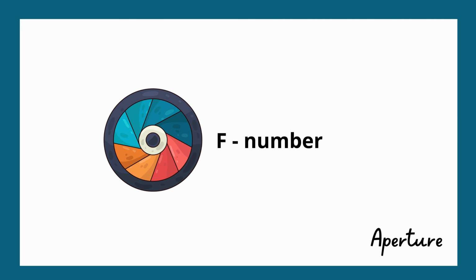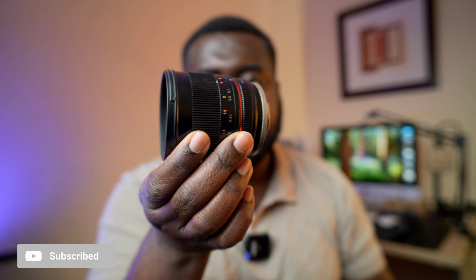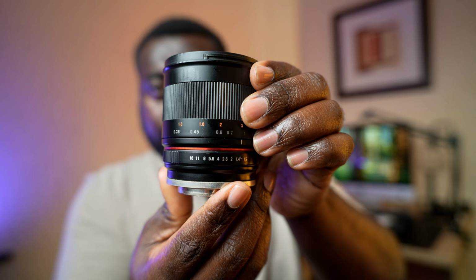It controls how much light is coming through your lens. Aperture in a lens is represented by f numbers. So the smaller the number, the wider the opening, and the bigger the number, the smaller the opening. I know this is going to sound a bit gibberish, so I'm just going to grab a lens and show you what I mean. I have with me here a very tiny lens. You can see it right here.